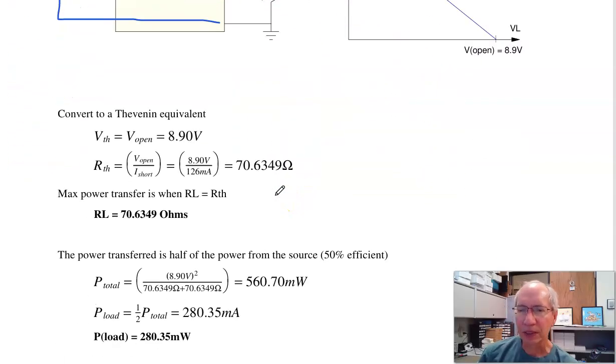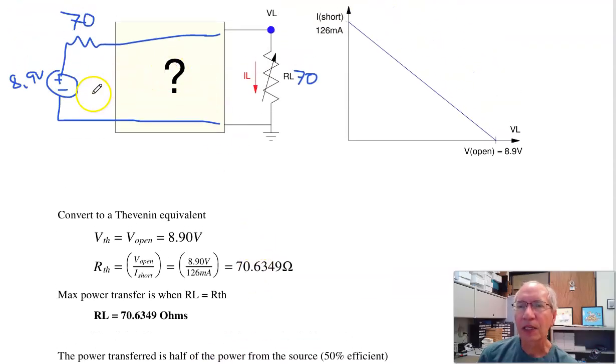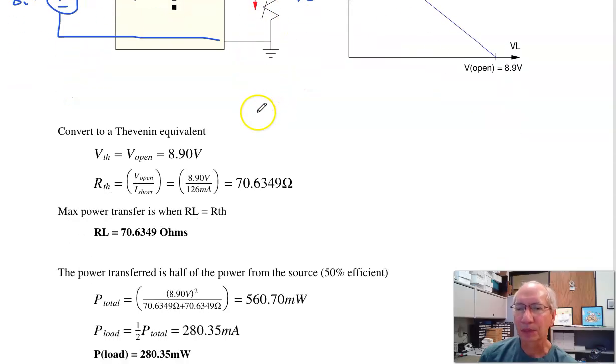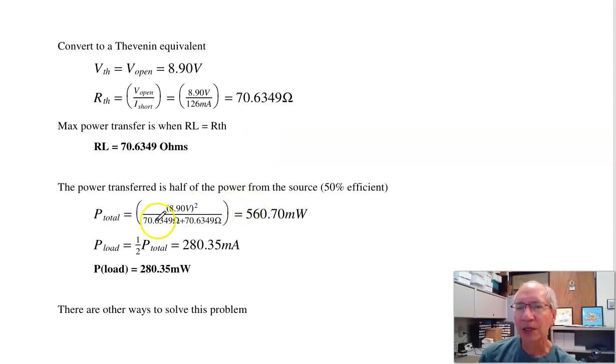The actual power then is, well, a couple ways of doing it. I could find the total power delivered, half goes to the load. I could find the current, then the power is I squared R. Either way, here the total power delivered is V squared over the total resistance, 560 milliwatts. Half goes to the load, half goes to R Thevenin. So the max power of the load is 280 milliwatts.